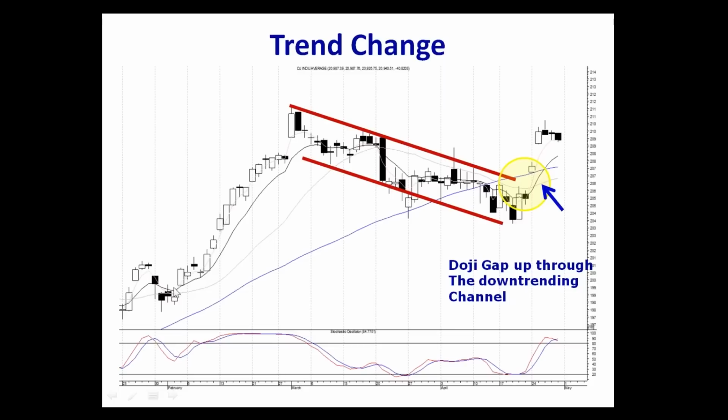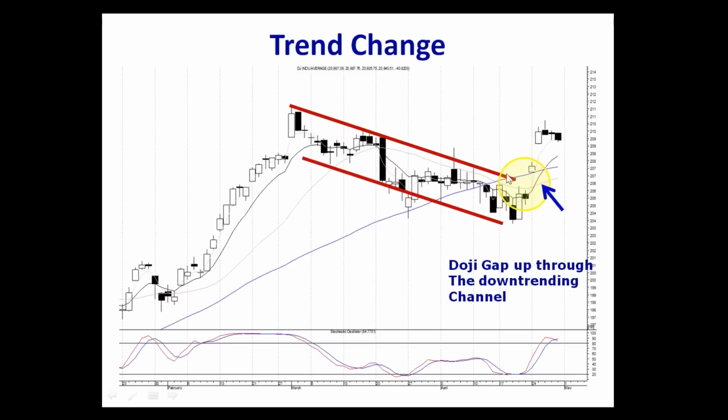The Japanese rice traders say, where do most people sell? They panic sell at the bottom. We're looking for that strong buy signal starting the next trend, and then the reverse of that, where do most people buy? They buy exuberantly at the top. If we see a gap up in the overbought condition, the first thing we start looking for is profit taking.